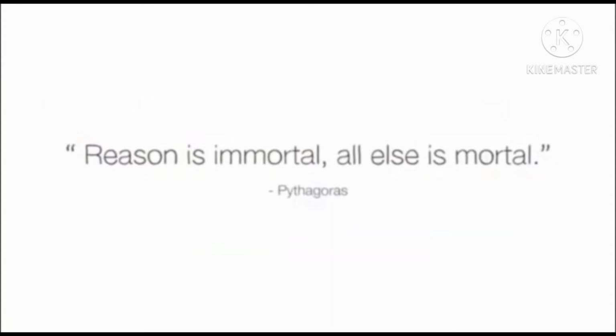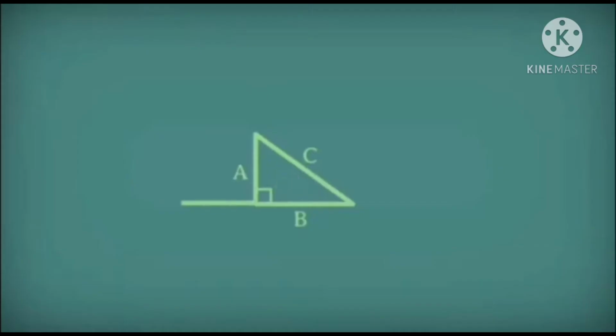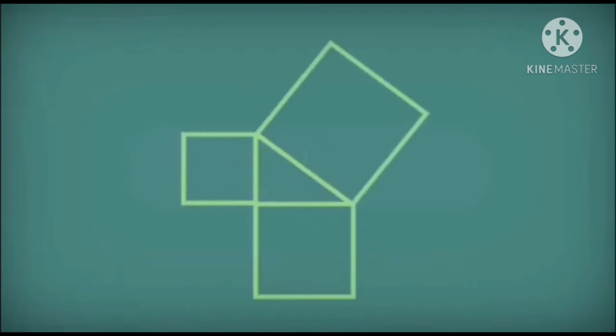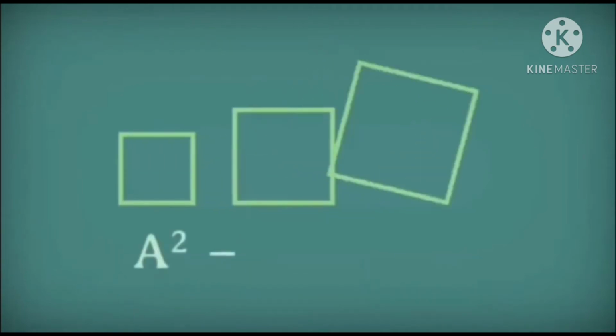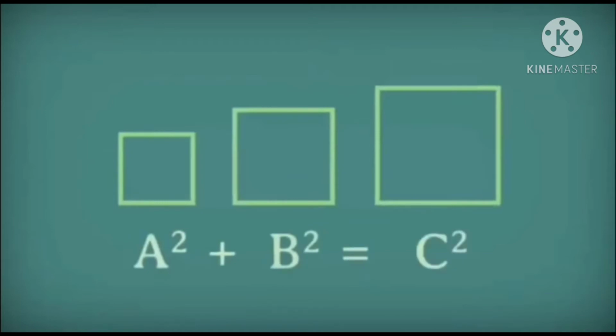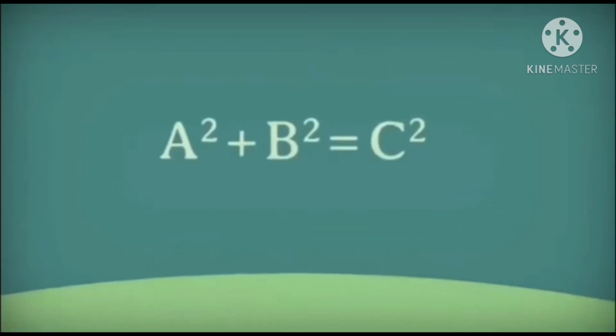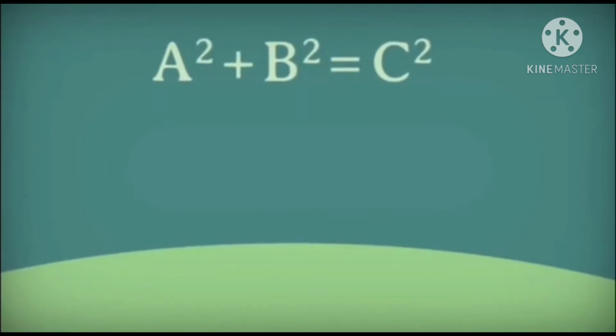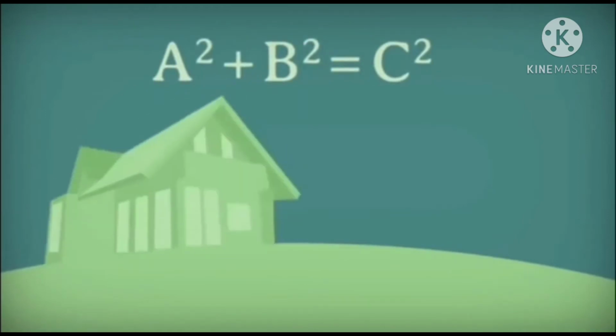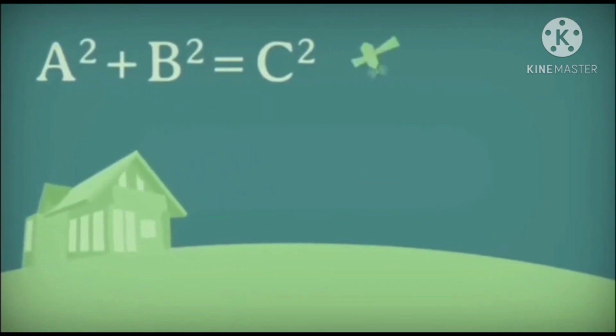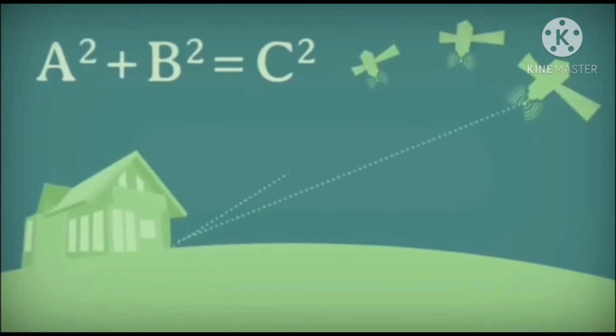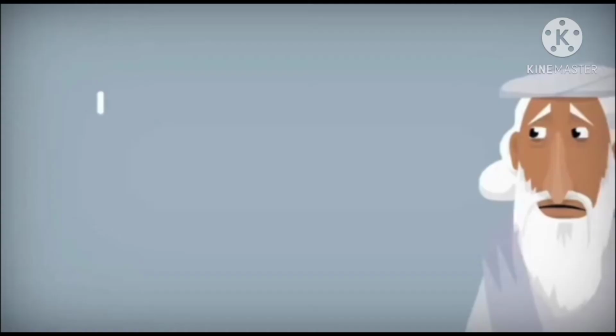The Pythagoras theorem states that in a right triangle, the square of hypotenuse is equal to the sum of squares of other two sides. That is, a square plus b square gives c square. The Pythagoras theorem is one of the most fundamental theorems in geometry, which is very useful for the construction of buildings and also for the GPS monitoring systems.